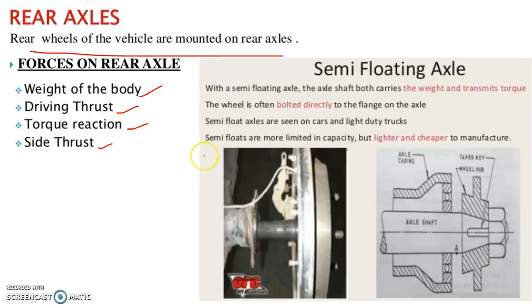There are different types of rear axle. Number one type is the semi-floating axle. Here you will see in this picture, this is a semi-floating axle. With a semi-floating axle, the axle shaft both carries weight and transmits torque. The wheel is often bolted directly to the flange on the axle.